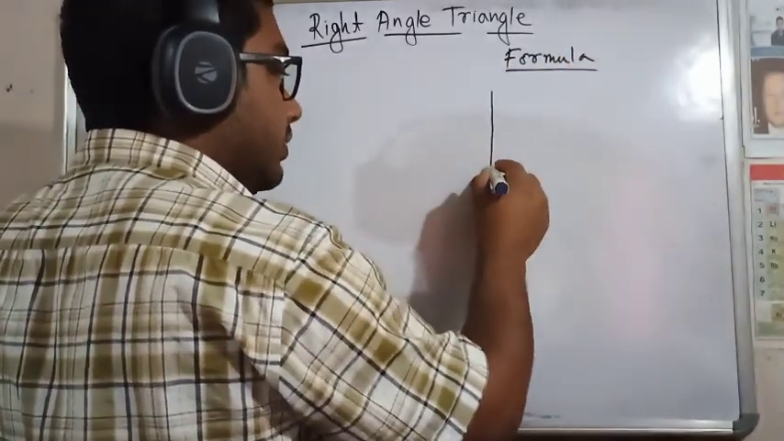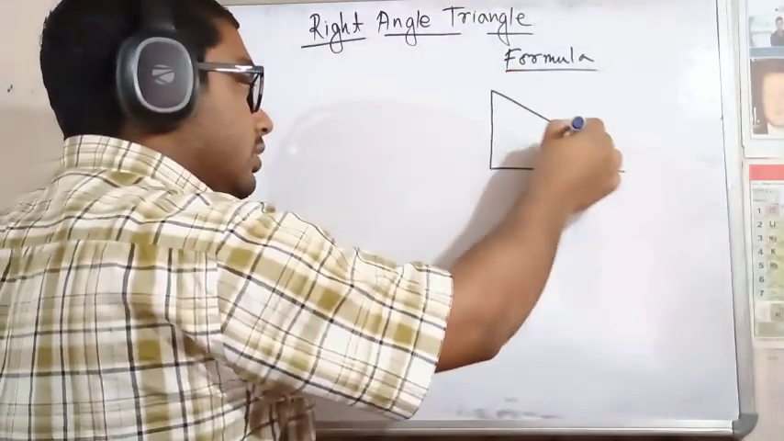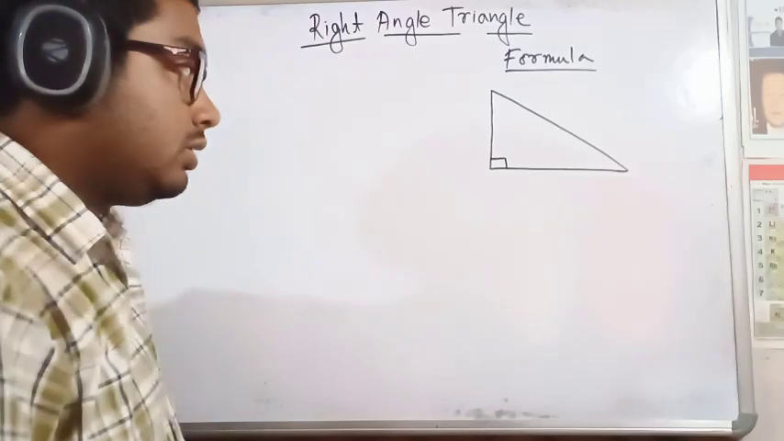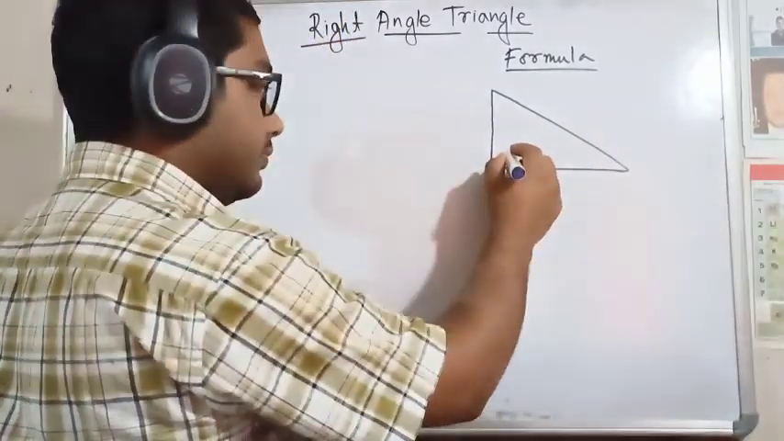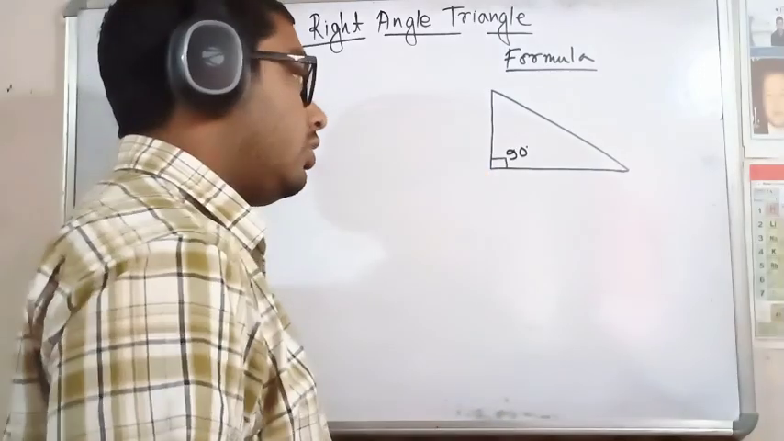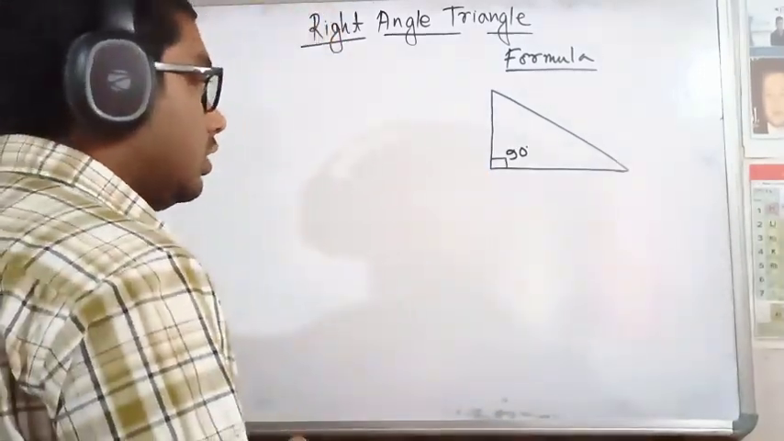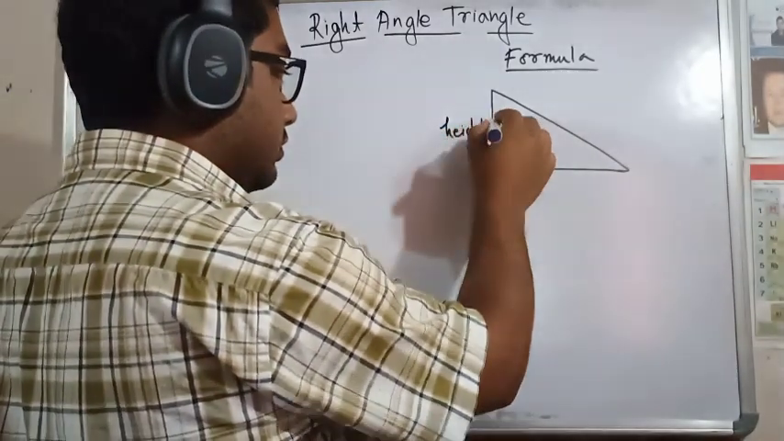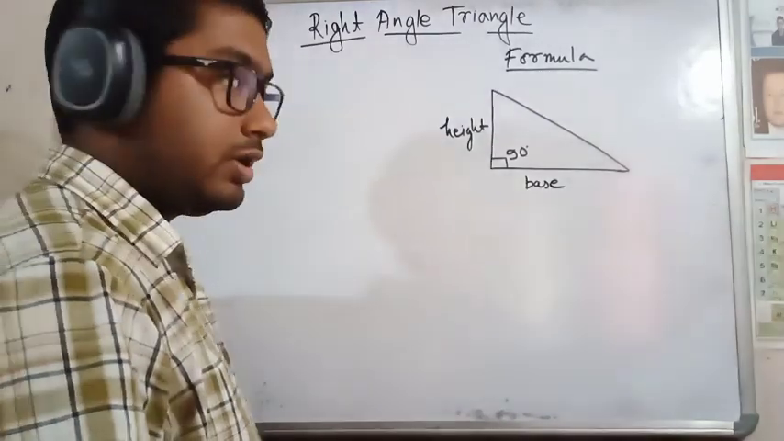A right angle triangle means a triangle in which at least one angle is 90 degrees. Then we call this a right angle triangle. This is the height of this triangle. This is the base of this triangle.